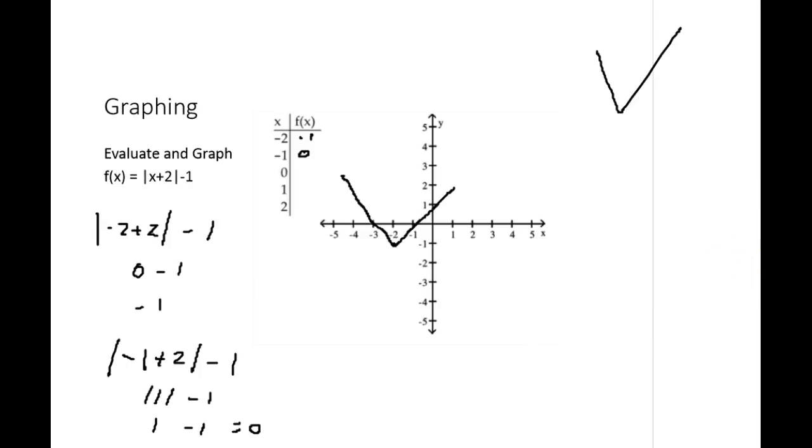Now, let's come over here. 0, the absolute value of 0 plus 2, minus 1. 0 plus 2 is 2. The absolute value of 2 is 2. 2 minus 1 is 1. So at 0, it's 1. All right, 1 plus 2 is 3. The absolute value of 3 is 3. 3 minus 1 is 2. 2 plus 2 is 4. Absolute value of 4 is 4 minus 1 is 3. So you'll notice, knowing the shifts, you're always going to know what these are.